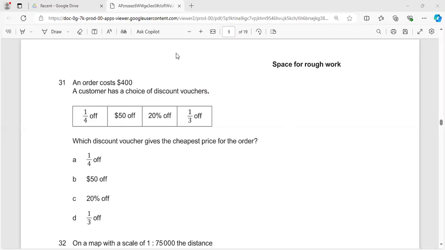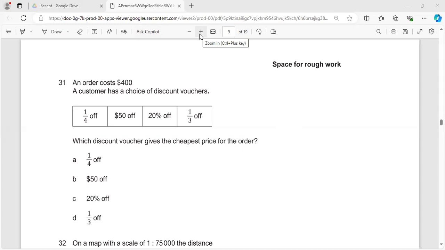Alright, so it says a customer order costs $400. So that's the total of the goods. Right? A customer has a choice of discount vouchers. So these are the offers. You can get a quarter off, $50 off, 20% off, or 1/3 off.